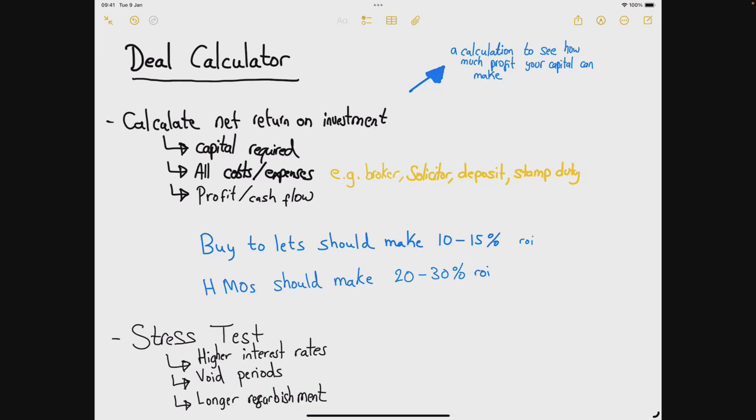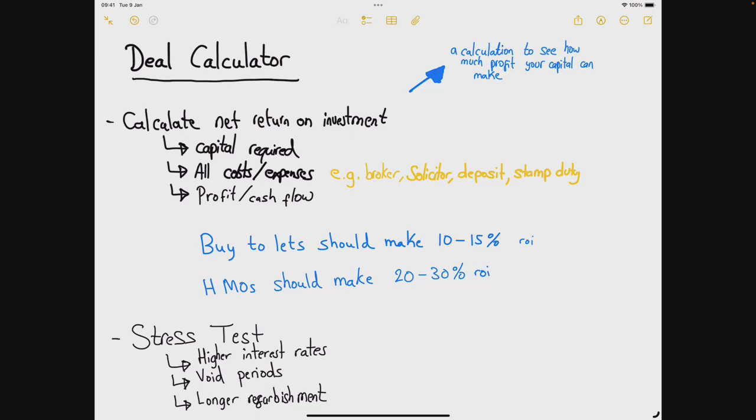And lastly, at the bottom, you can see stress test. This is actually something a lot of property investors forget to do, or they do it really, really poorly. So I'm going to show you how you can properly stress test your properties. What does stress test mean? This means testing and assessing the performance of your property in alternative scenarios and ideally worst case scenarios. So when you do this, you can see how profitable your property is at, for example, higher interest rates, if you have a couple of void periods, and if the refurbishment takes longer than expected.